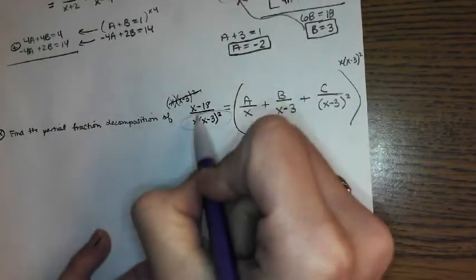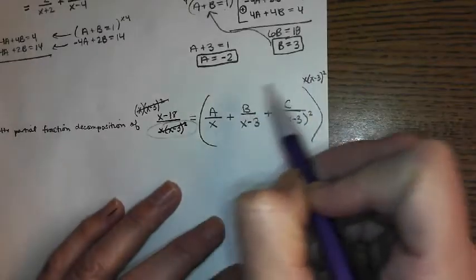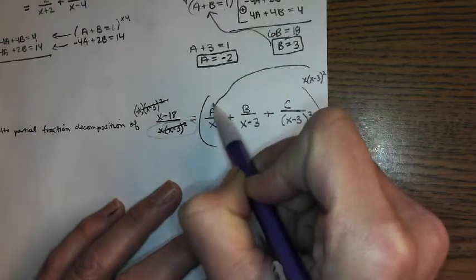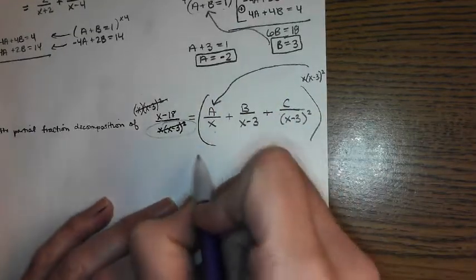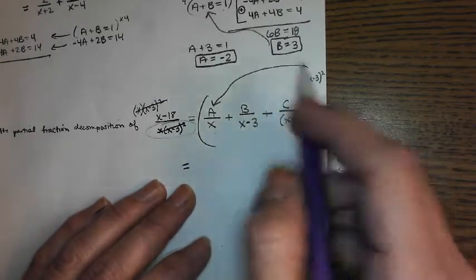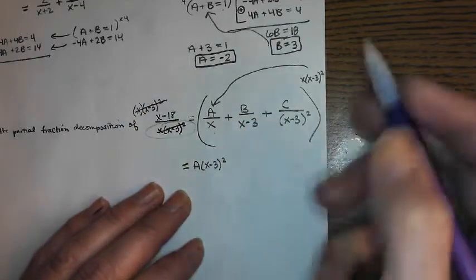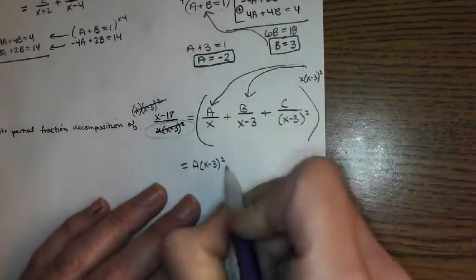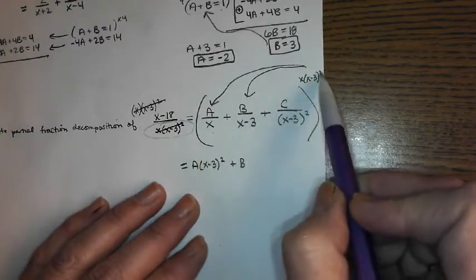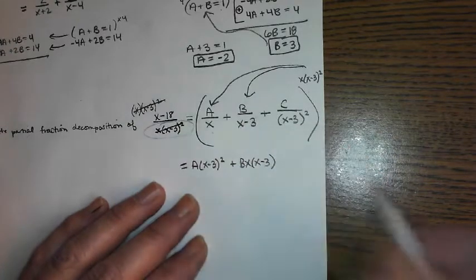that's obviously going to clear the denominator on the left. And then when I start to distribute it on the right, it's going to clear a different thing in each individual fraction. So when I first distribute it to the a, the x's just cancel, and I have a times x minus 3 squared. When I distribute it to the b, one of the x minus 3's cancels, leaving just x and one of the x minus 3's.